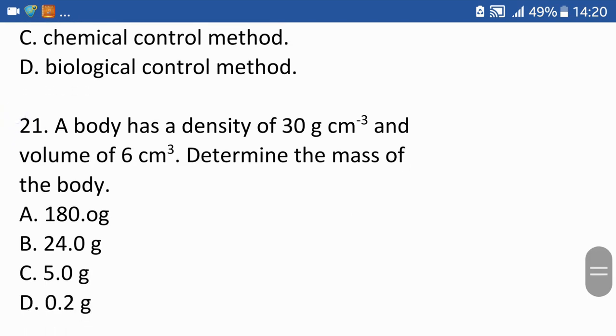Question 21. A body has a density of 30 gram per cm cube and a volume of 6 cm cube. Determine the mass of the body.